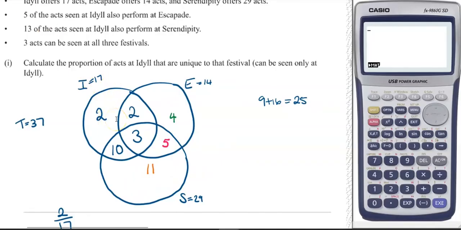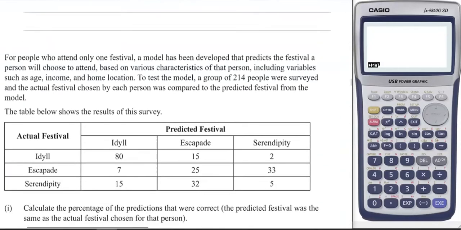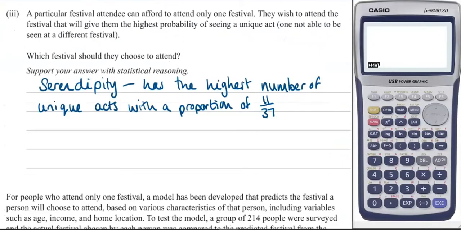Going back to the question we were on, which festival to go to if you want the most unique acts? Well, the highest number that's not shared with anything else is going to be this 11. Let's go back to that question. Since you always want to back up your answer with statistical reasoning, that often means trying to include some numbers if we can. So its proportion is 11 out of 37 of the acts are unique to Serendipity.